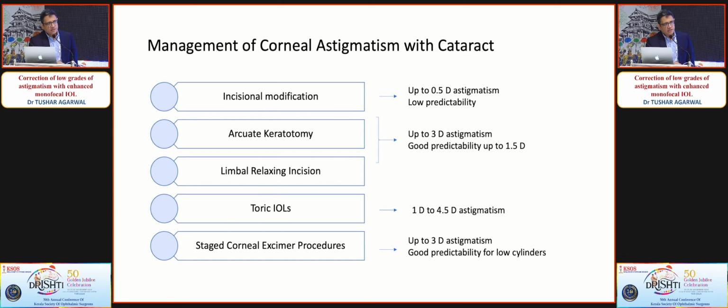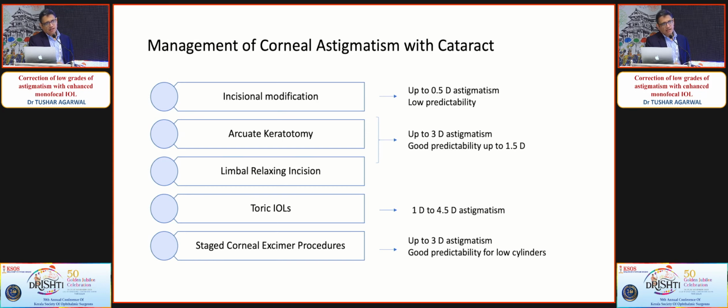Now, there are various treatment modalities which have been described in the past, and some of them are current as well. You can do an axis phaco, which is placing your incision at the steeper axis. This can take care of around 0.5 diopters of astigmatism, but the predictability is low. Then you have things like arcuate keratotomy and LRIs, which have now again come into vogue with the femtolaser systems. They can correct higher degrees of astigmatism, but the predictability drops once you cross 1.5 diopters or more.